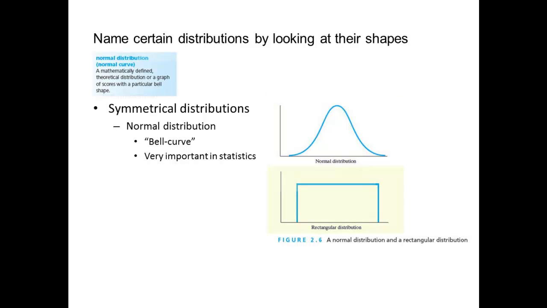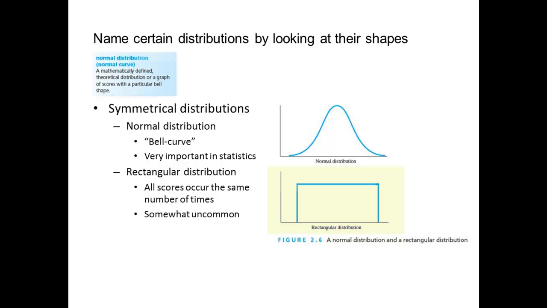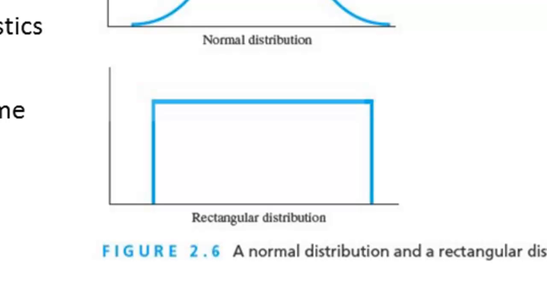Another way to have a frequency distribution result in a symmetrical distribution is if all the scores on a measure occur the same number of times. This is called a rectangular distribution. While somewhat uncommon, a data set for a rectangular distribution may look like scores of 3, 4, 5, 6, and 7 all occurring 3 times.